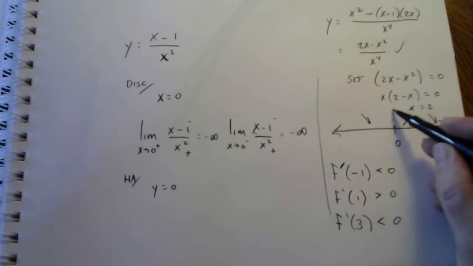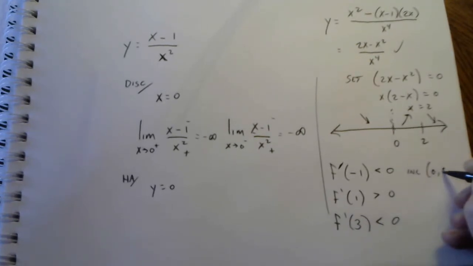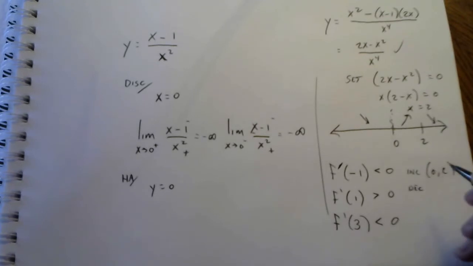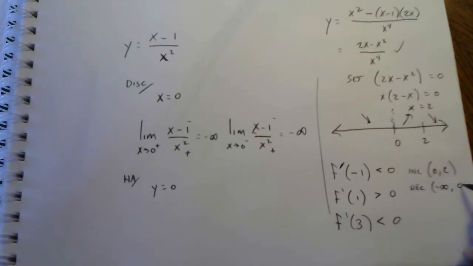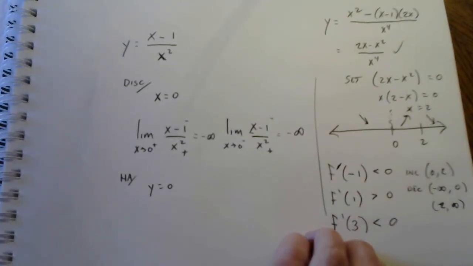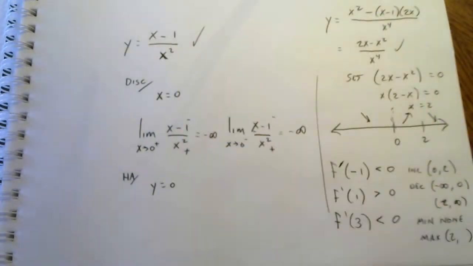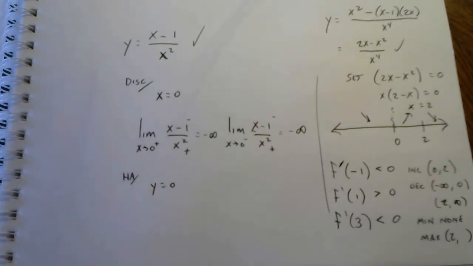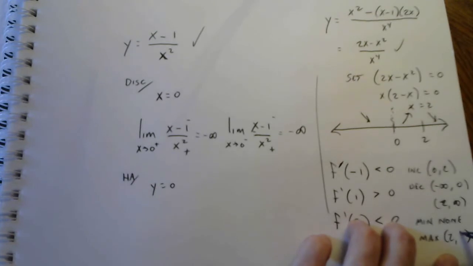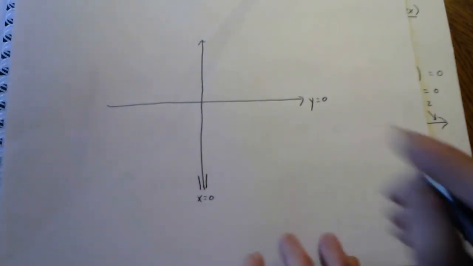So this is not a min, right? This is a discontinuity. So increasing 0 to 2, decreasing elsewhere, 2 to infinity. No minimums, but I do have a maximum at x equal 2. So again, excuse me, I want my y value. That comes from here. 2 minus 1 over 4 is 1/4, right? Oh, over here.